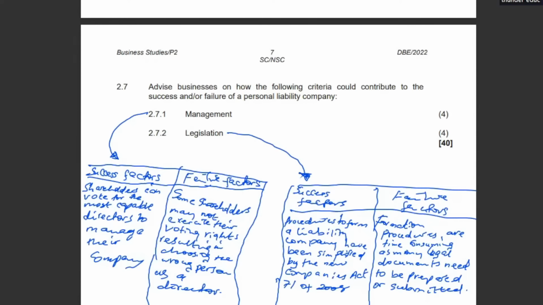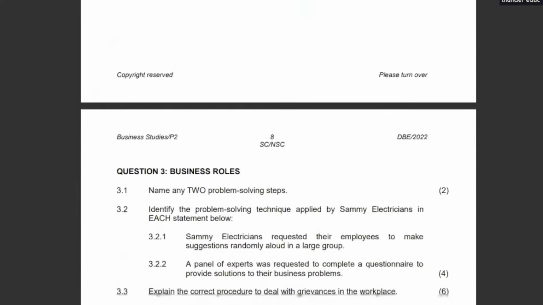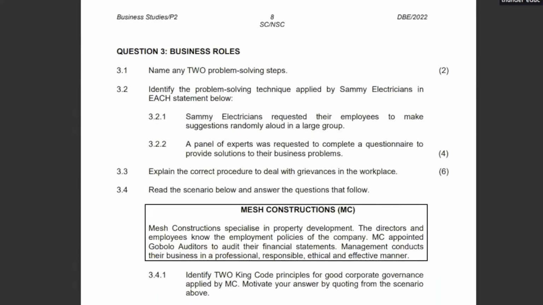So now let's move on to the next question. The next question we have is question 3. Remember, now we are done with question 2. Question 2, the expectation is that you should have scored yourself actually 40 marks. So now let's move on to question 3, which reads as follows: Name any 2 problem solving steps. Remember, there are many steps under this problem solving.